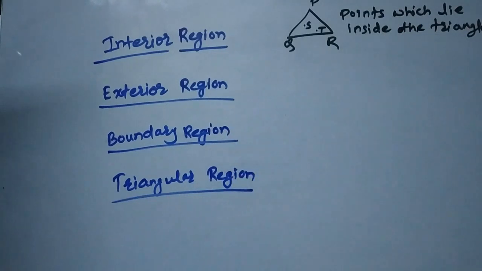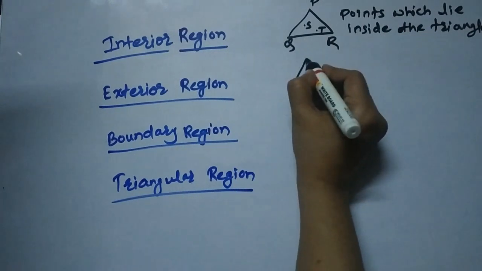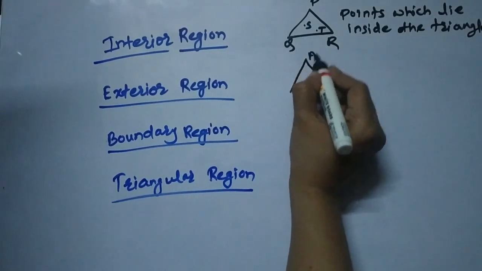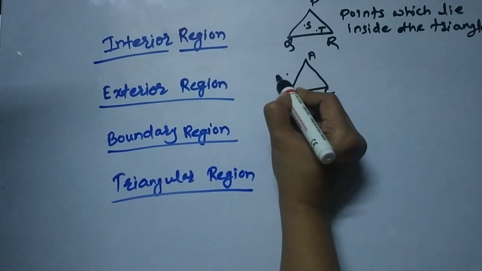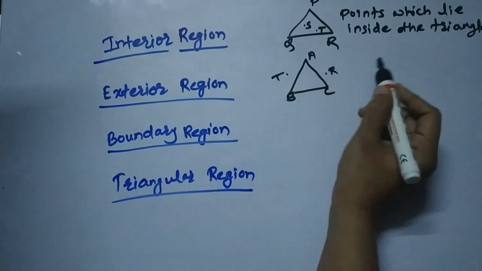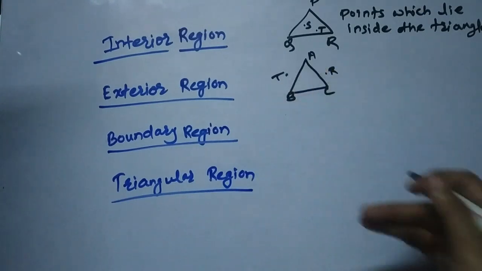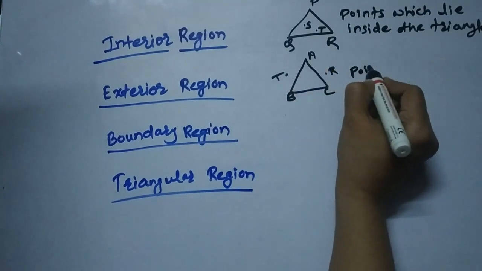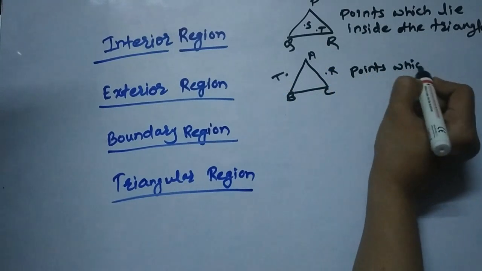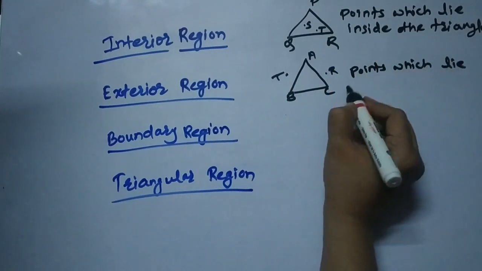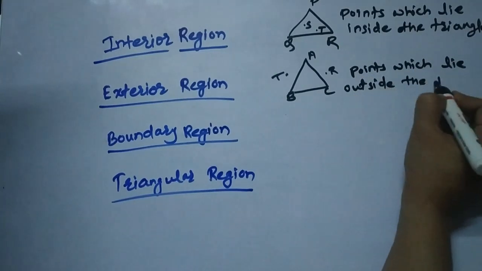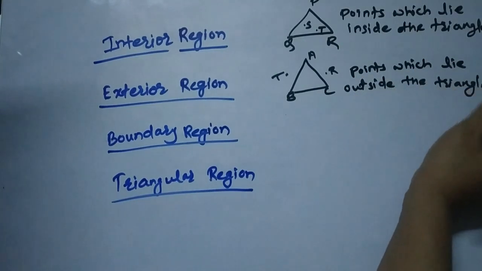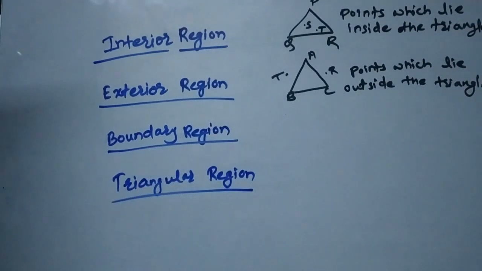Again, you have the exterior region. So friends, the points which lie outside the triangle, for example, we have one triangle here, triangle ABC, and suppose here is the point T, and suppose here is the point R. So these T and R lie outside of the region. So you can say here, friends, points which lie outside of the triangle are called the exterior region.